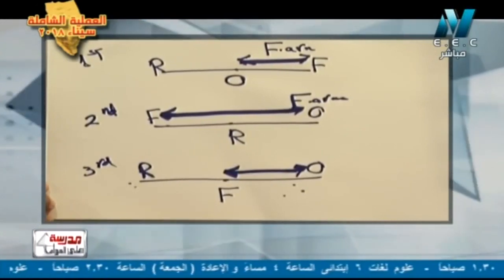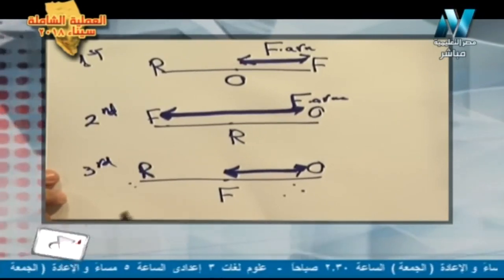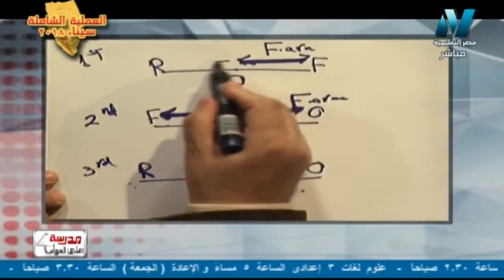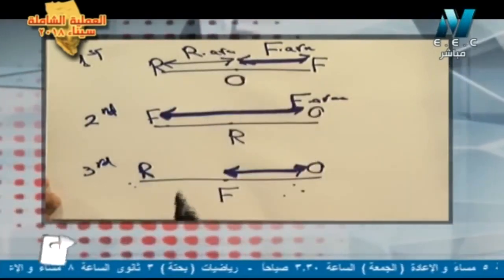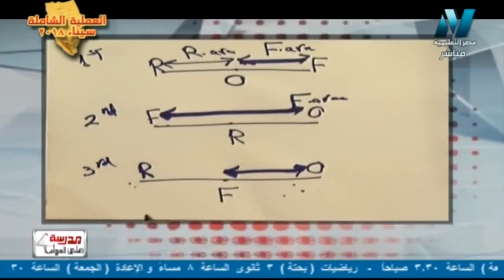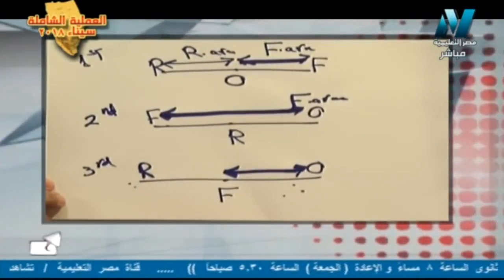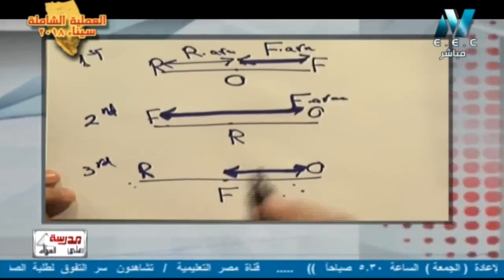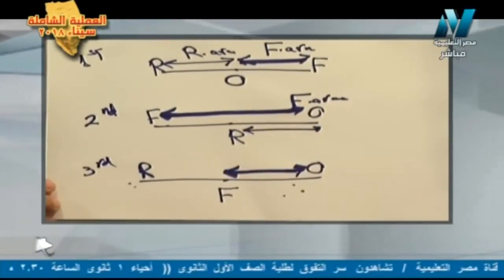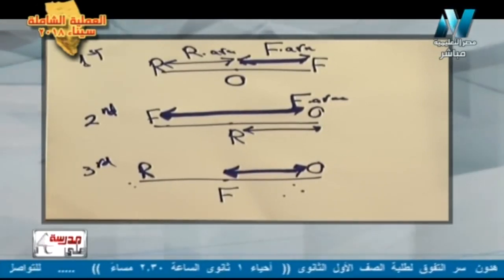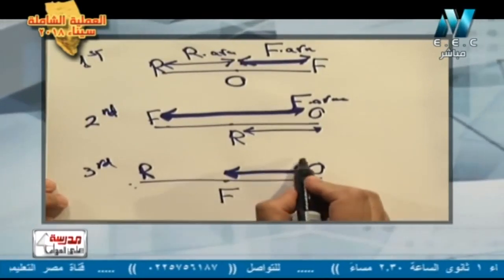But what about the resistance arm? Resistance arm is the distance between resistance and fulcrum. So it will be that distance only, resistance and fulcrum, with a thin line. This thinner line is the resistance arm. In second class lever, the resistance arm is also the distance between resistance and fulcrum, all this distance only. What about the third class lever? The resistance arm is the distance between the resistance and fulcrum.